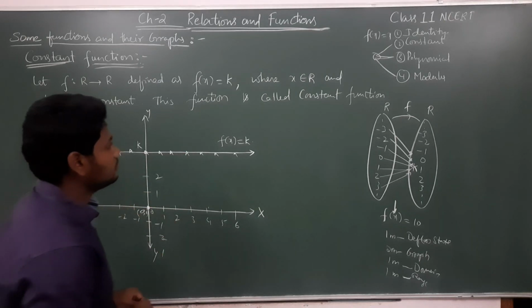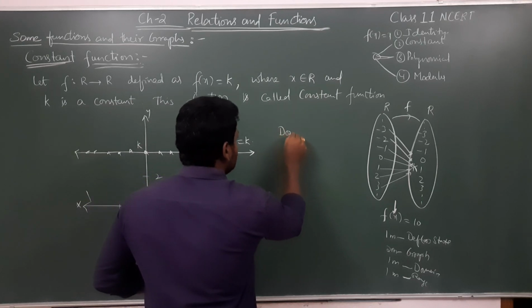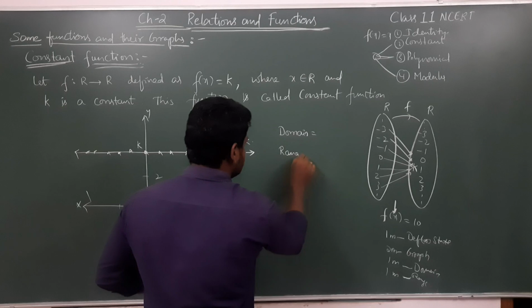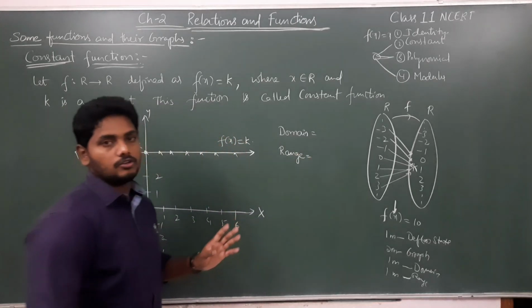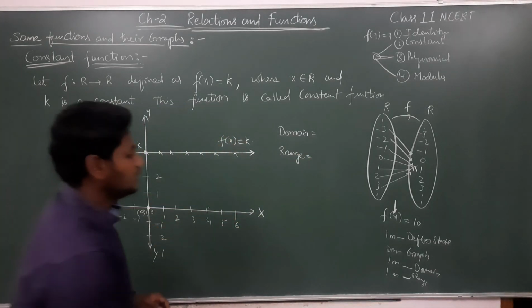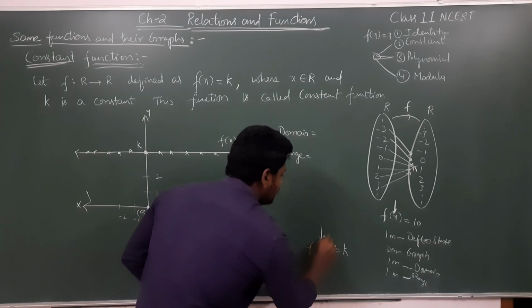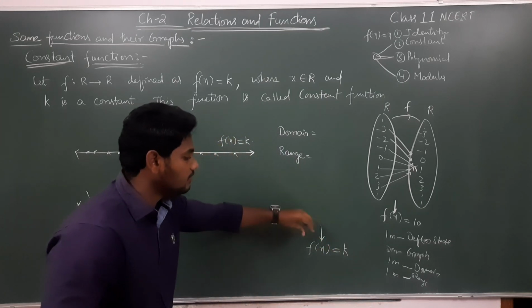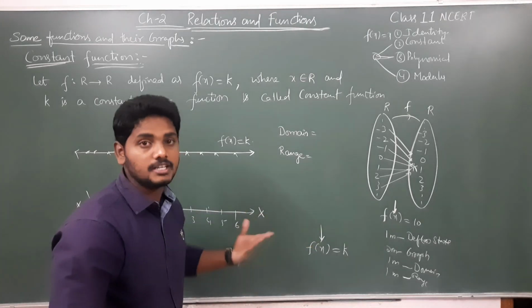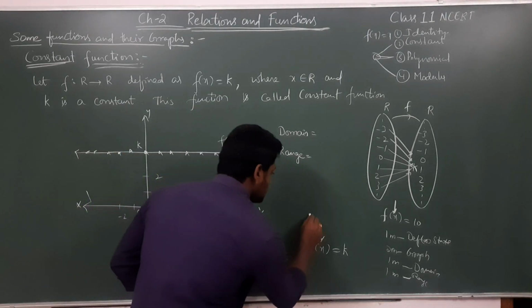Now from this line, can you tell me what the domain and the range are? Domain means input values. In the function f of x equal to k, whatever values we can substitute are considered the domain values.